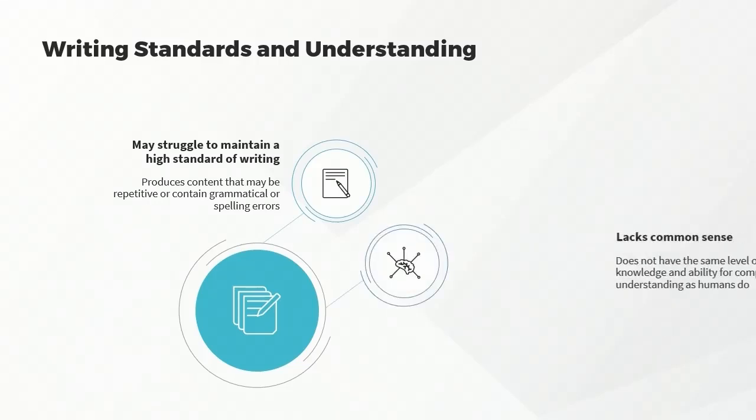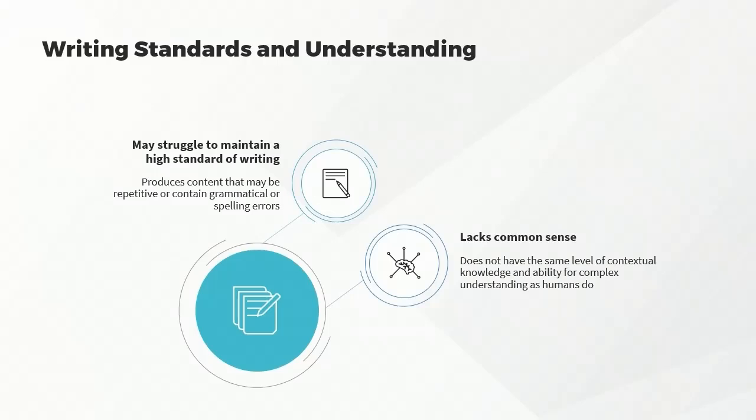Responses from ChatGPT may indicate a lack of common sense. This is because the AI model doesn't have the same level of contextual knowledge and ability for complex understanding as humans do. So ChatGPT isn't able to interpret the subtleties of human communication, such as tone or emotion. As a result, its responses may occasionally be inappropriate or nonsensical, particularly in complex or nuanced situations. For example, it may misinterpret the intent behind a statement or fail to understand the broader context of a conversation.